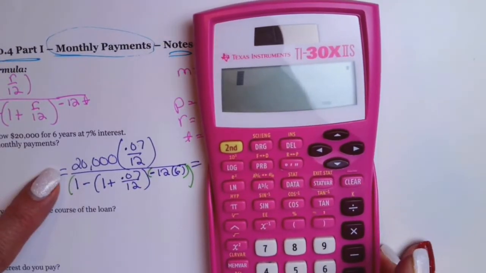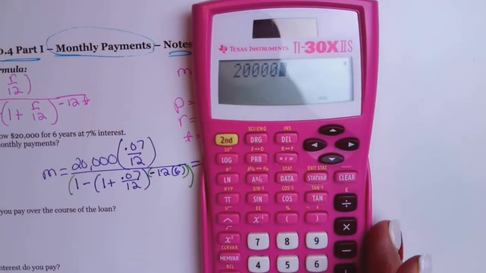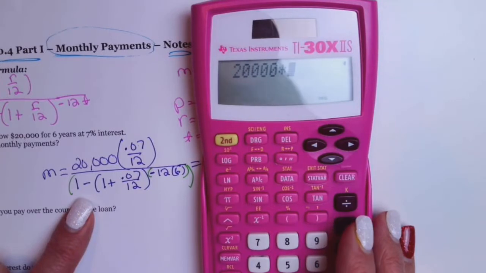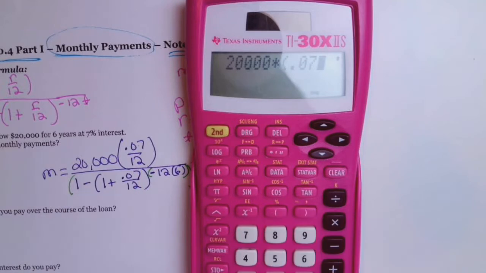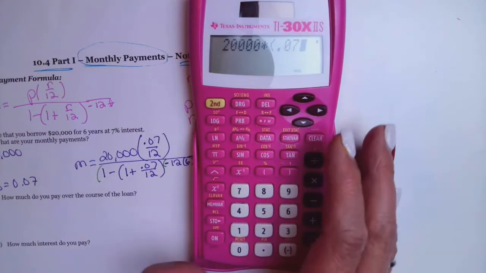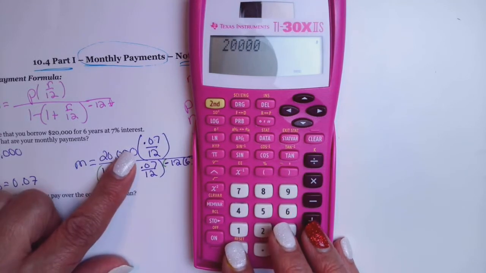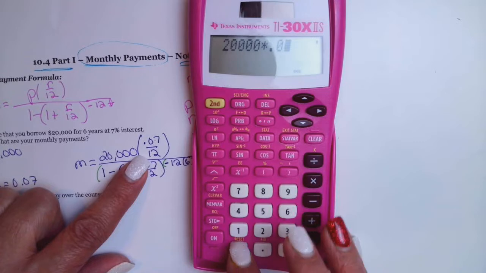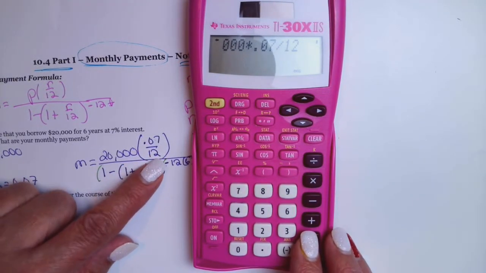So we have 20,000 times parentheses open 0.07. You know what? I'm going to make this a little bit wider so you can actually see the whole calculator. Here we go. So 20,000, 4 zeros, times 0.07 divided by 12. You can use the parentheses, but you don't necessarily need to. I'm going to hit equal over here.